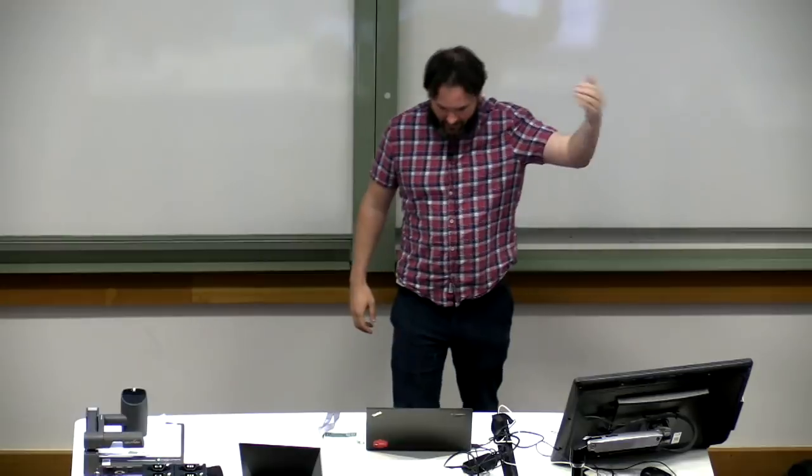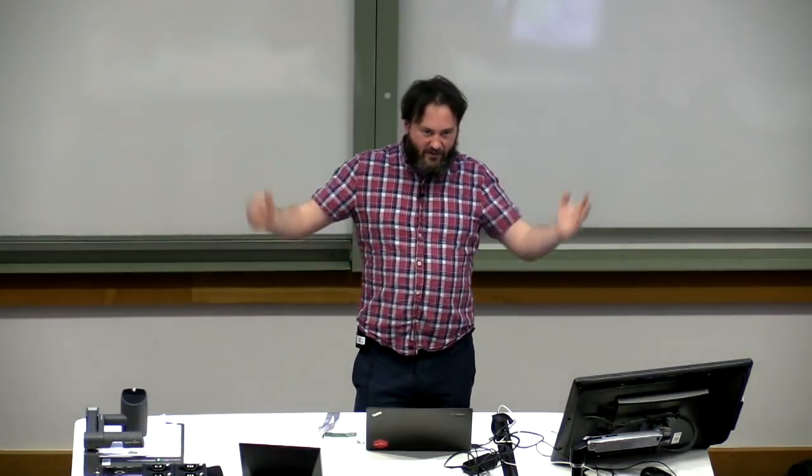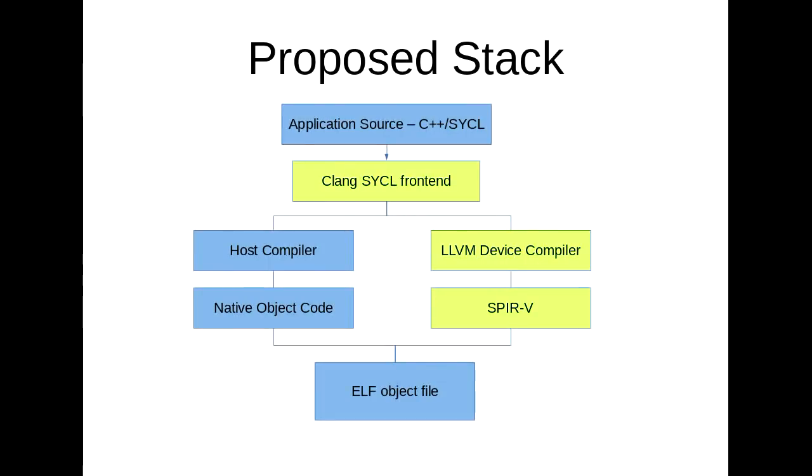So this is kind of where I ended up, a proposed stack. It's the same picture from earlier, but with all of the pieces that are other people's replaced by pieces that are ours. Its source code would be C++ with SYCL, because SYCL is an actual standard. Even joining Khronos isn't simple, but it's at least a standards body with people who care. We'd have a single Clang SYCL front end. We would then have the LLVM-based device compiler come out of that, and that would produce the SPIR-V IR. And we would put the SPIR-V IR into the fat object file along with the native object code.